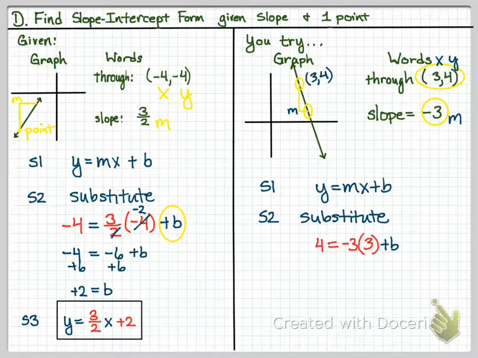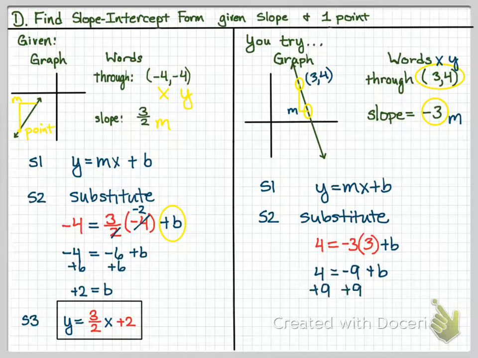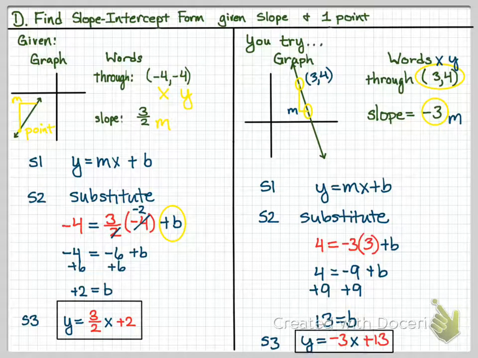So all we're left with is the b. That's all that we do not know. So let's do our normal arithmetic to solve. 4 equals negative 9 plus b. Add the 9 to both sides. And your b is 13, which gives us the final equation of y equals negative 3x plus 13.